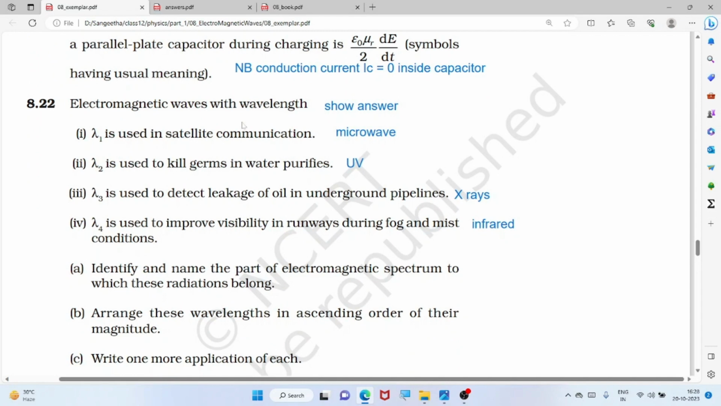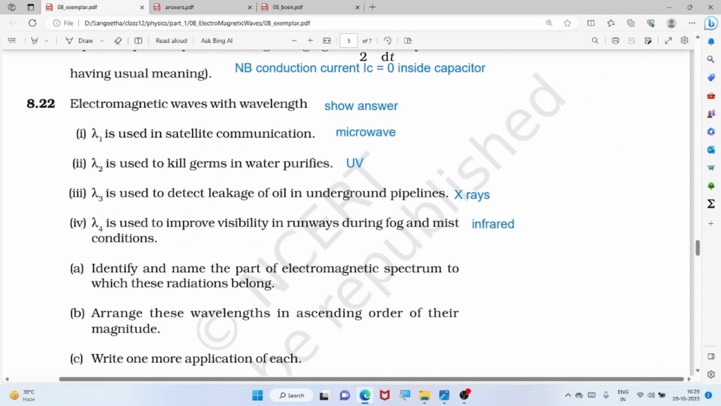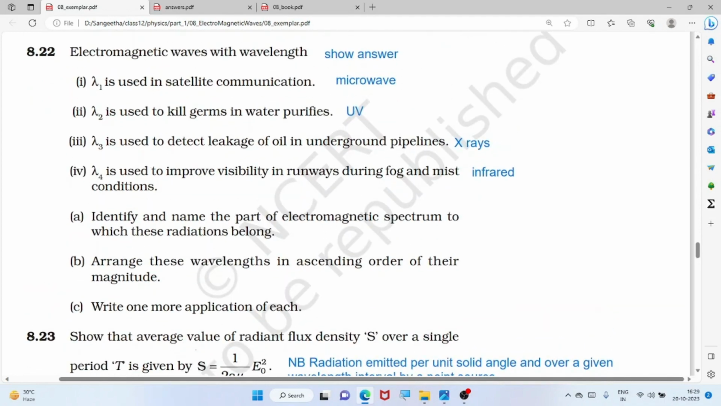Electromagnetic waves with the wavelength. So these are where they are used. Which frequency is used in satellite communications? Which frequency is used in the water purifiers? This is 22. This is microwave, this is ultraviolet, X-rays, infrared. That is given in the book also. This frequency range is given in the book also.